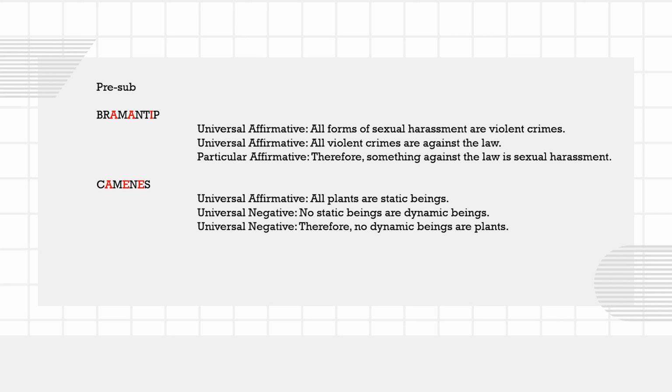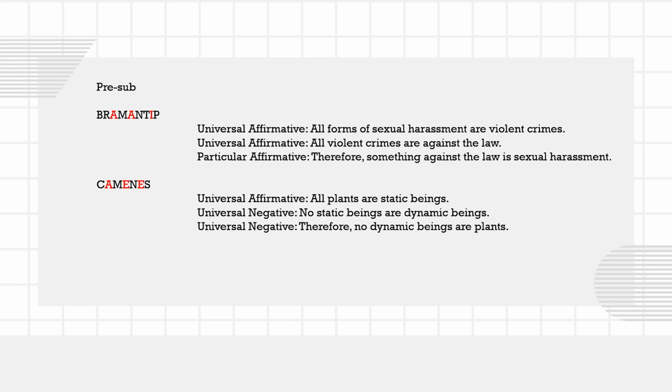This syllogism aligns with the principles of categorical logic, demonstrating that if all sexual harassment constitutes violent crimes, and all violent crimes are against the law, then there must be instances that are both against the law and involve sexual harassment, as implied by the premises.